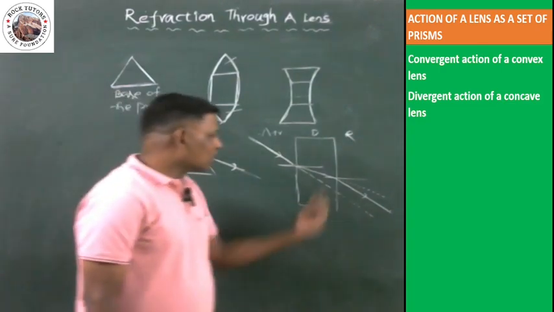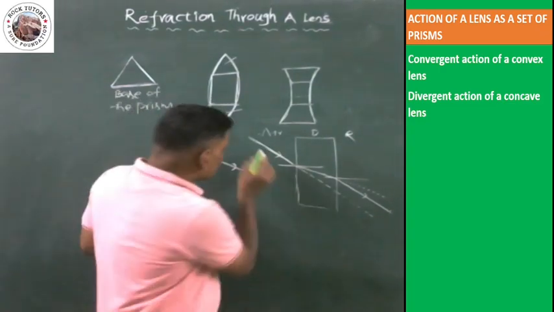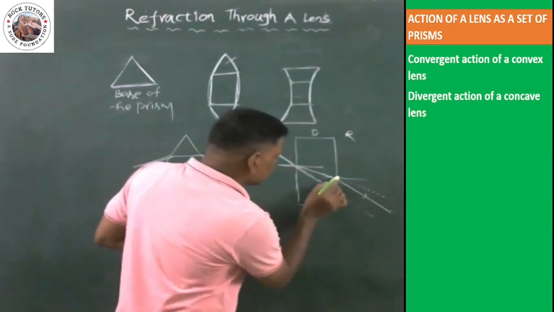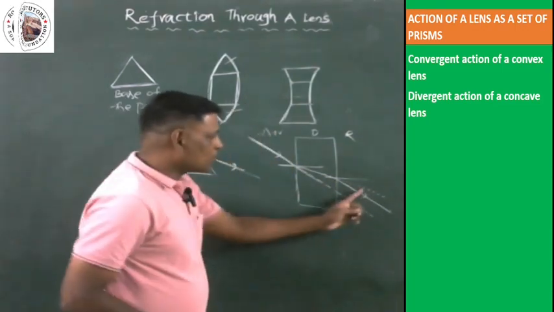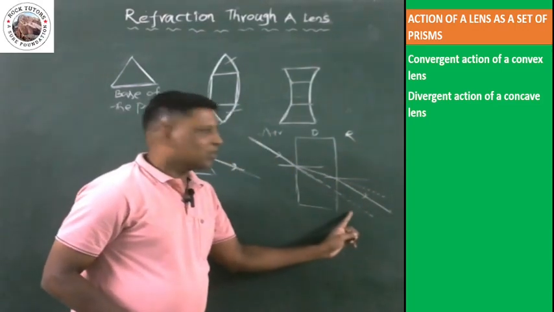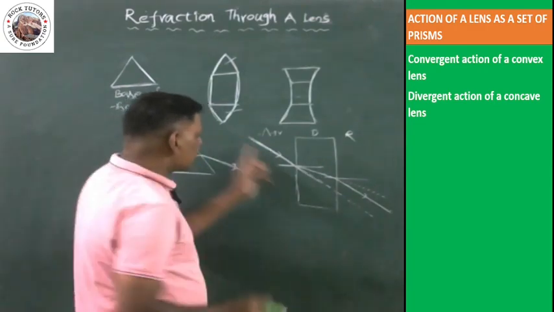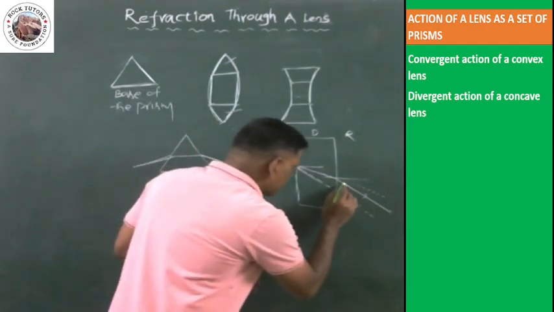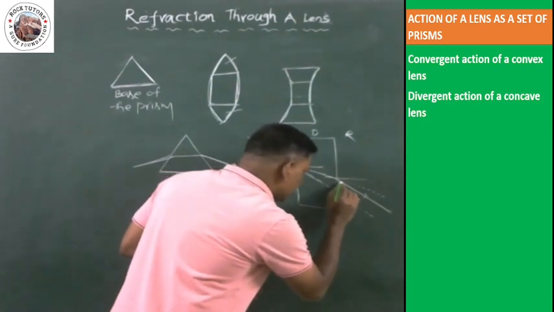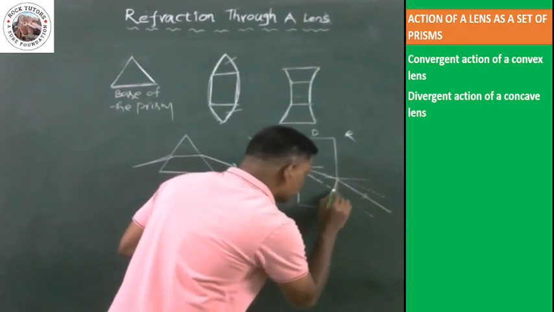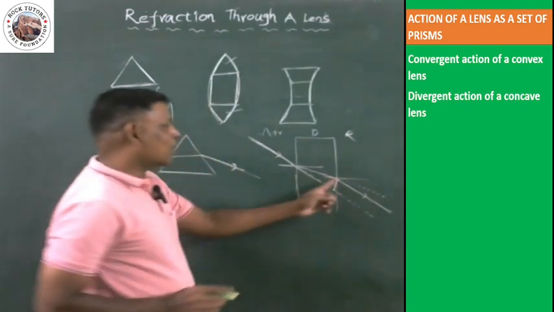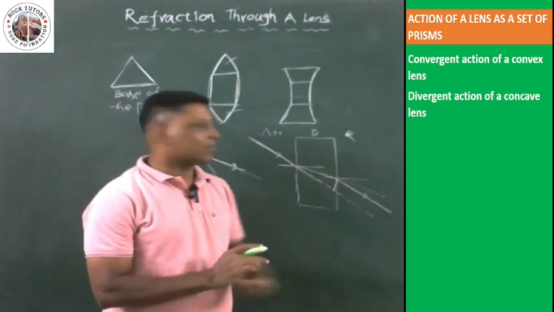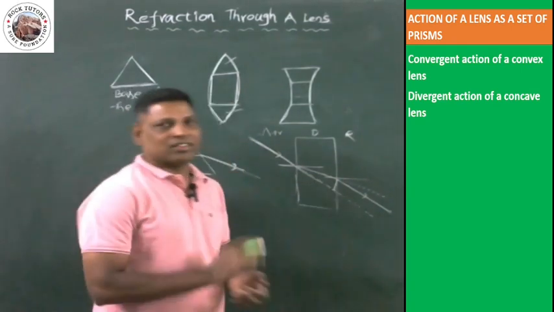So if you observe here, this is the incident ray, this is the emergent ray. These both are parallel. So the incident ray and emergent ray both are parallel. Here, this perpendicular distance from here to here is called the lateral shift.